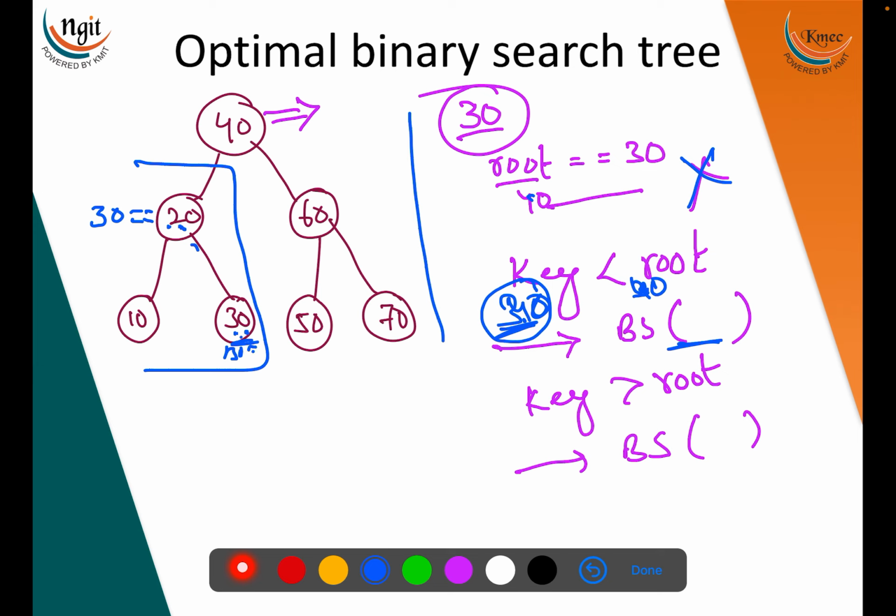Now again 30 double equal to 20, then 30 double equal to 30. Match found, then the element is found. For searching 30, how many comparisons have we done?